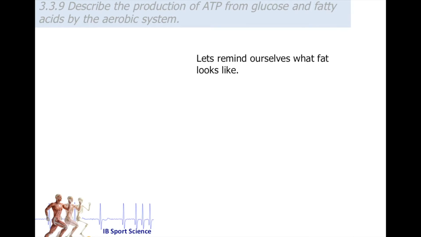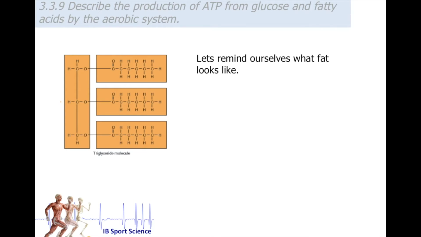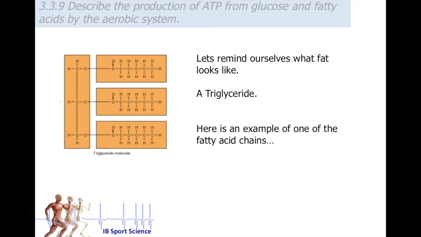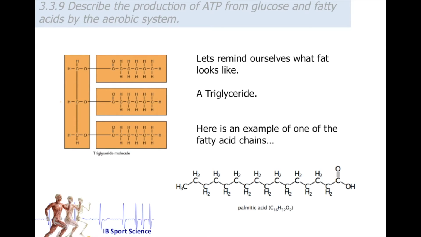Let's remind ourselves what a fat looks like. A fat is a triglyceride molecule. We've got our glycerol head on the left and then 3 fatty acid chains. And here's an example of one of those fatty acid chains. This is palmitic acid. As you can see, it's a 16 carbon chain and it's quite commonly found in certain parts of the diet. And we're going to be specifically using this as an example.